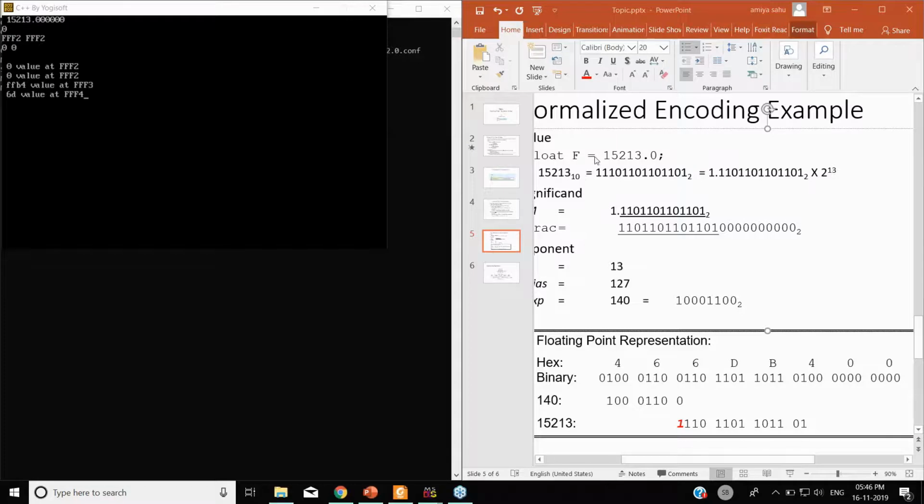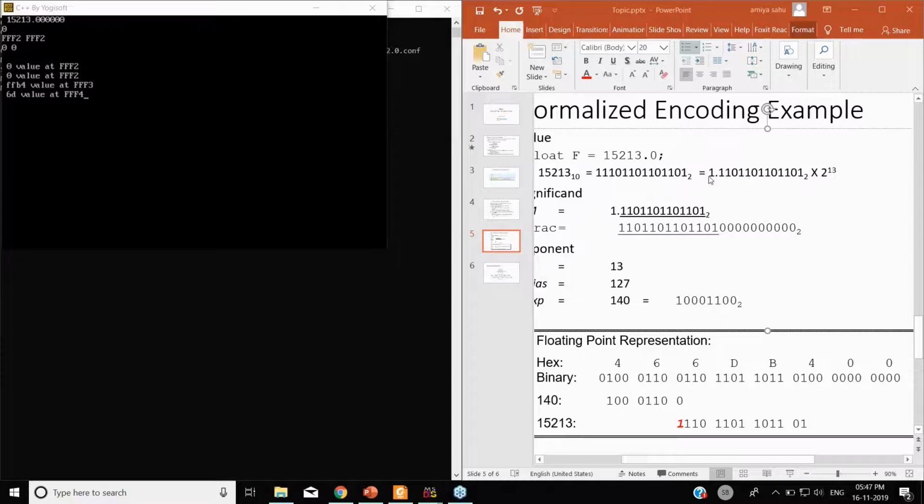This is my float value that I have taken. F equal to 15213.0, and its corresponding binary value will be 111011011011101. So what will be its normalized format?